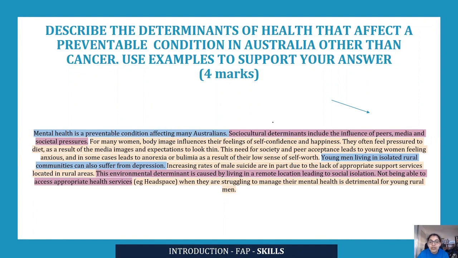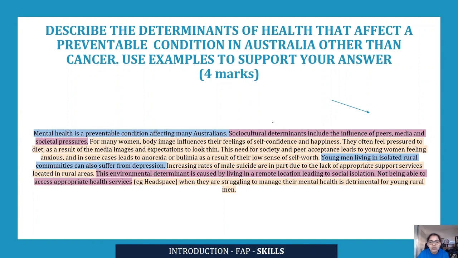For many women, body image influences their feeling of self-confidence and happiness. They often feel pressured to diet as a result of the media images and expectations to look thin. This need for society and peer acceptance leads to young women feeling anxious, and in some cases leads to anorexia and bulimia as a result of their low sense of self-worth.